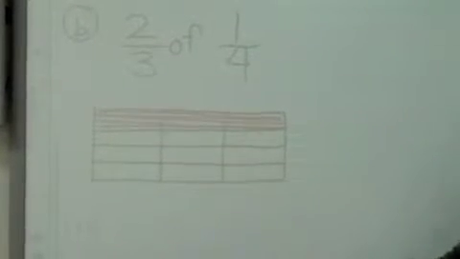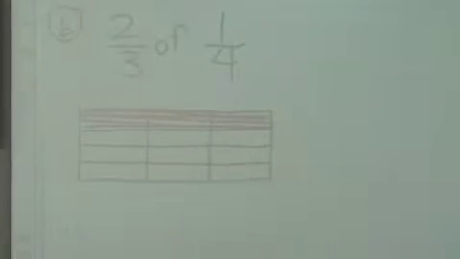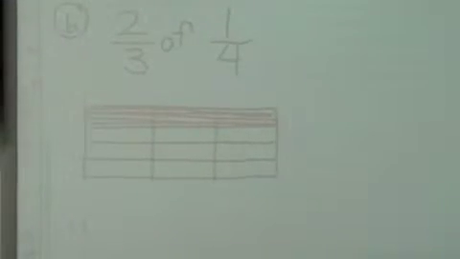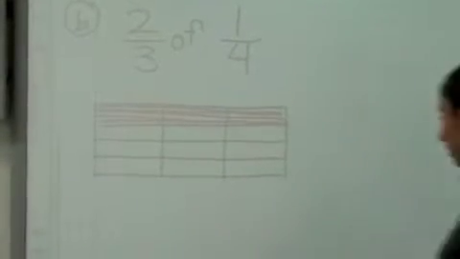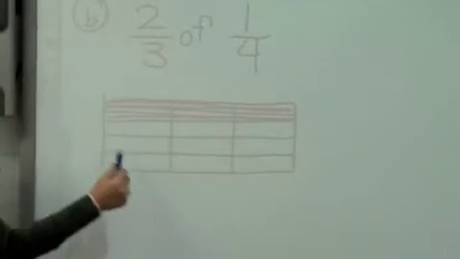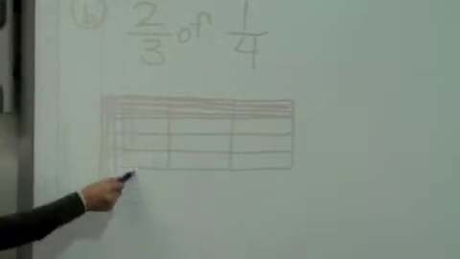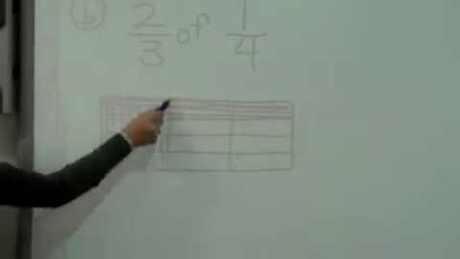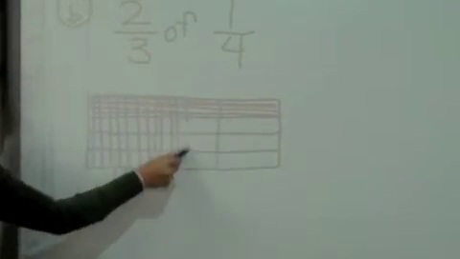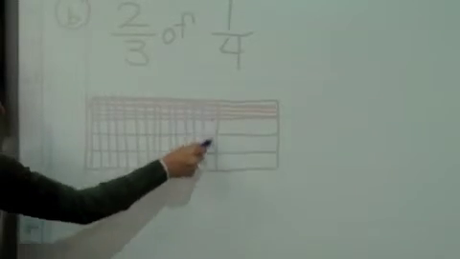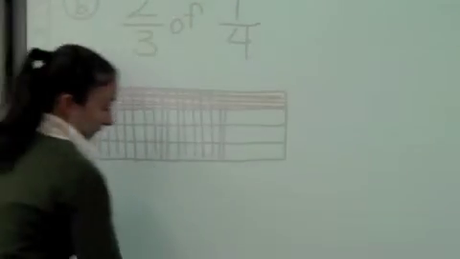Now, how many of those thirds am I going to color with my blue? Candace? 2. Nice job. So this time I'm coming all the way across, not just one of my thirds, but 2 of them. Now let's look at that intersection.